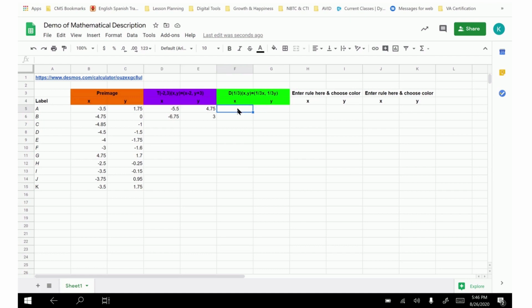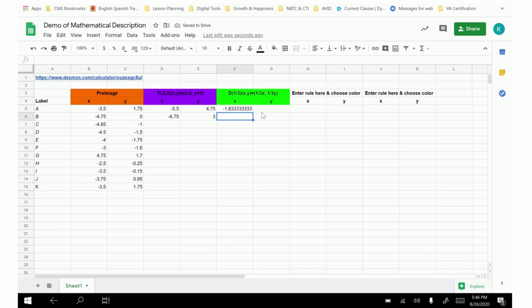So I'm going to say negative 5.5 times 1/3. And I get negative 1.83 repeating. So I'm just going to round it to the hundredths place and do negative 1.83. If you want to do more threes, you can. That's fine. All right, so that's my x coordinate.